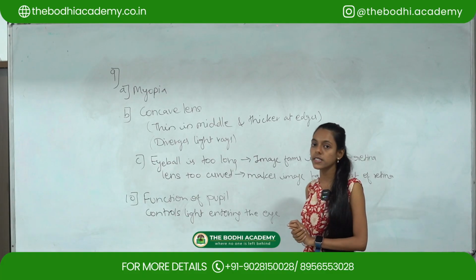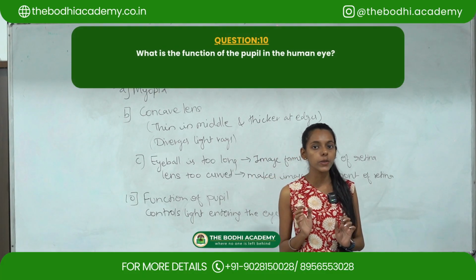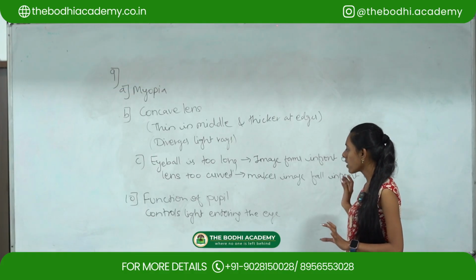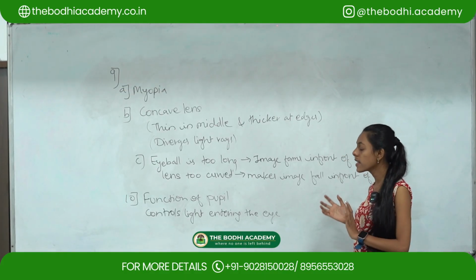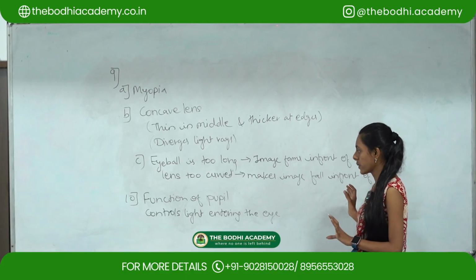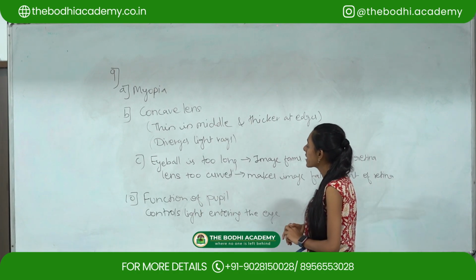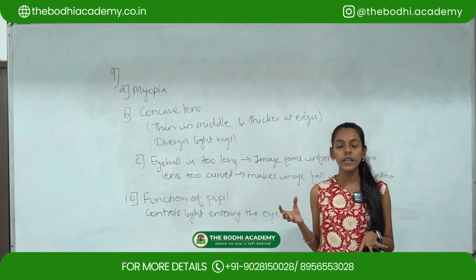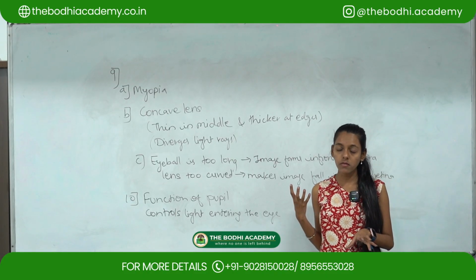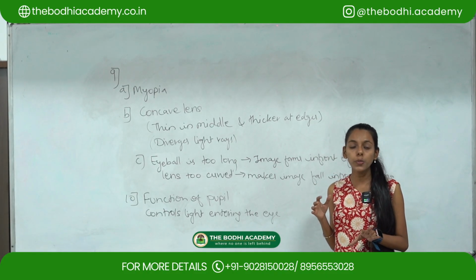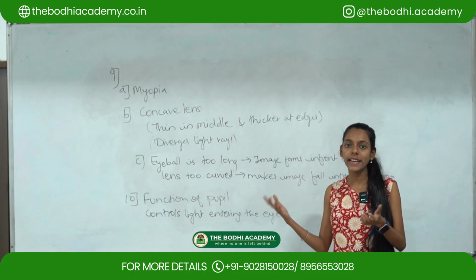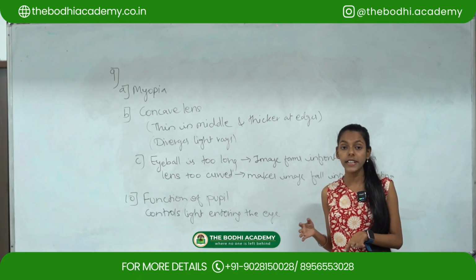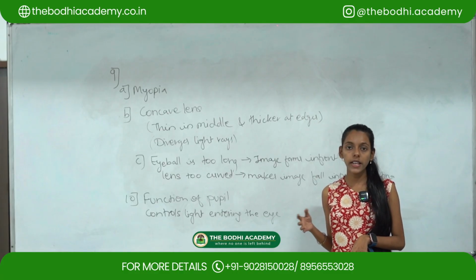Then the 10th question is, what is the function of the pupil in our eyes? The pupil is the black circular opening at the center of the eyes. Its function is to control the light entering our eyes. When there is bright light, the pupil will become smaller to protect our eyes and reduce the light entering. And when there is dim light, it will become bigger to let more light come into our eyes.